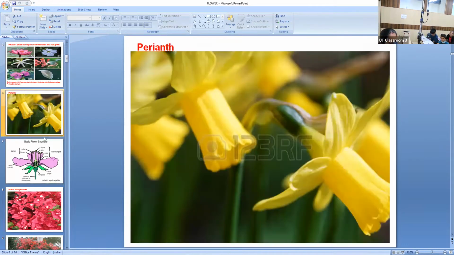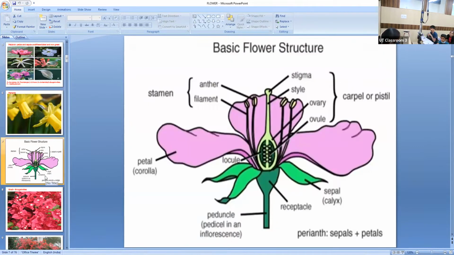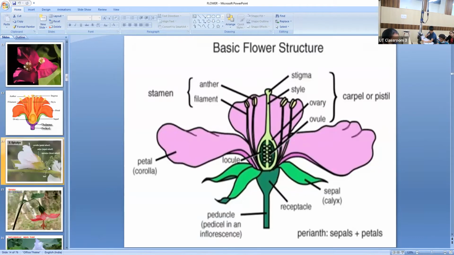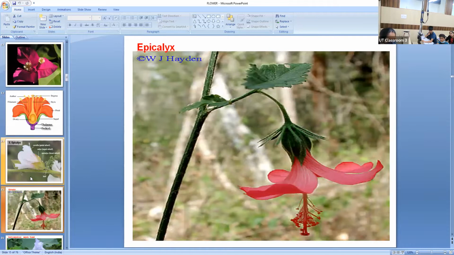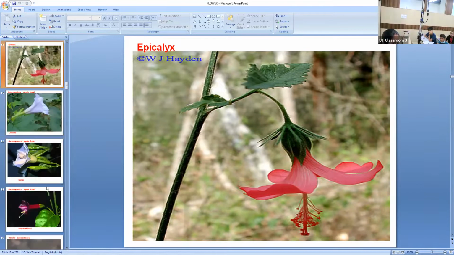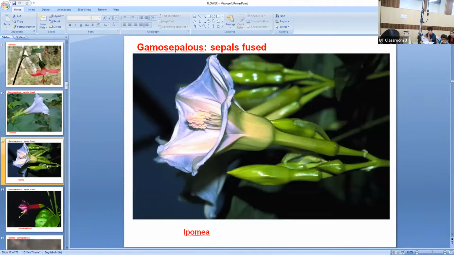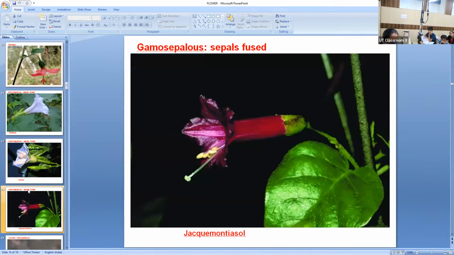So first of all, I'm showing you a condition like this hibiscus. Then let me show you a condition this way. Okay, look here. The arrangement of the sepals. Are they all connected or are they all separate? Connected, right? They are all connected. Same is the case when I show you here.